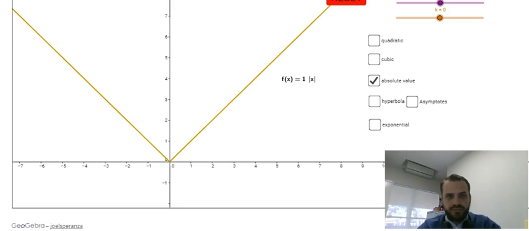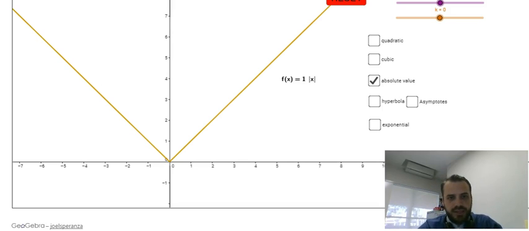There we go. Alright, here's an absolute value function. You can see the equation is f of x equals 1 times the absolute value of x. That's just a software thing. Really, the thing that you're looking at right here is f of x equals x. So, looking more closely, you can see that when x equals 1, y equals 1. When x equals 2, y equals 2. When x equals 3, y equals 3. When x equals 4, y equals 4. You get this straight line going off here.